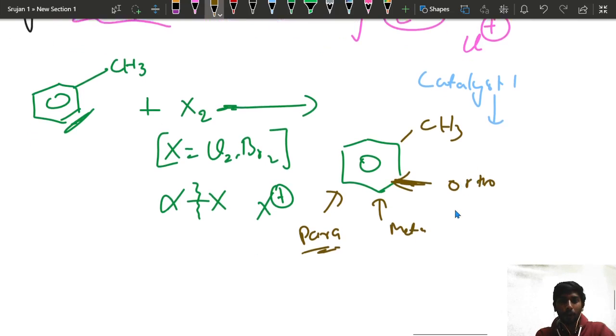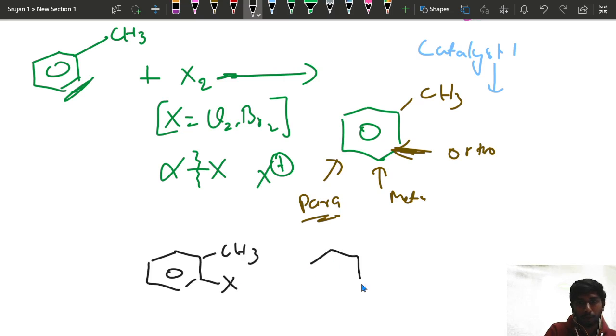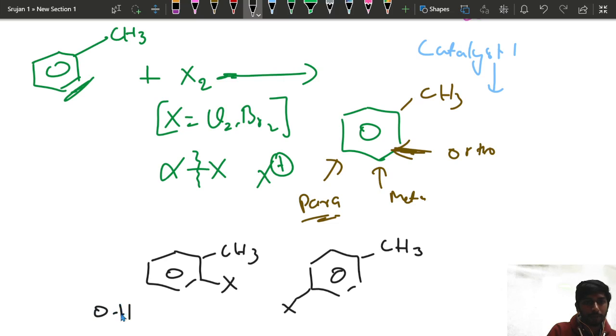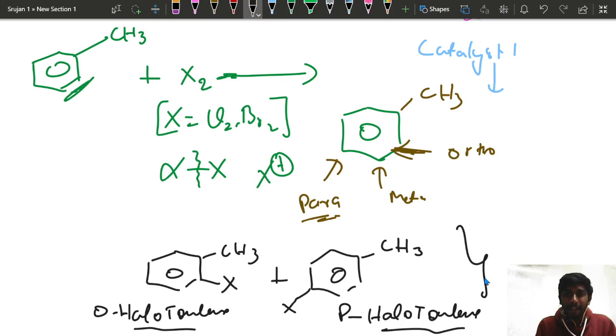So I'm getting two types of product. What are those? One is CH3X and one more is the para. Okay, so what is this name? You can call it orthohalotoluene. Orthohalotoluene. You can name this one parahalotoluene. Okay, these are two types of products you're getting. So these products can easily be separated. How? By fractional distillation. Okay, in your 11th chapter you have studied fractional distillation, right?